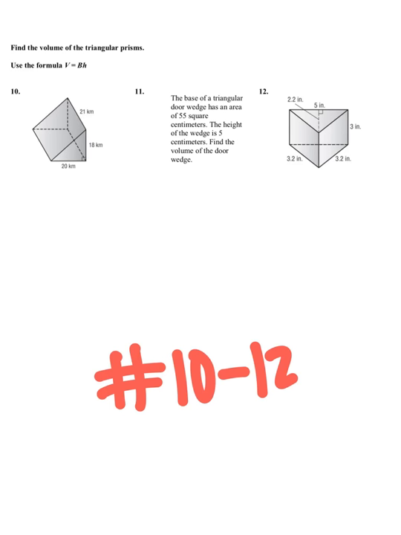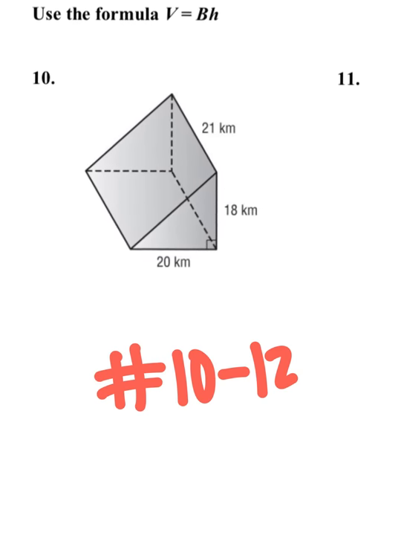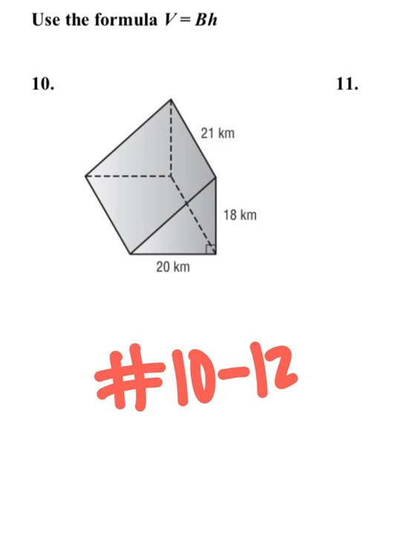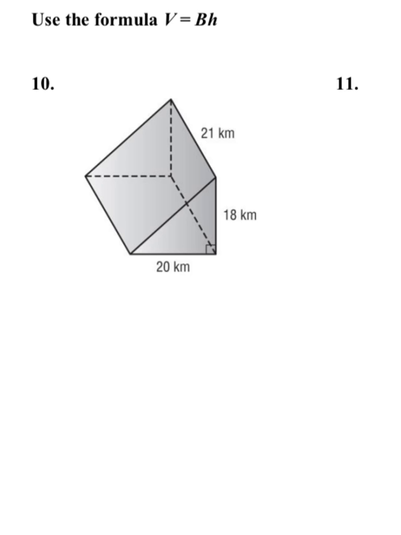So let's start. This is find the volume. Use the formula volume is big B times H. So let's zoom in on number 10 and get started. Okay, so we'll start with the formula. Volume is big B times H. Now remember what big B means.